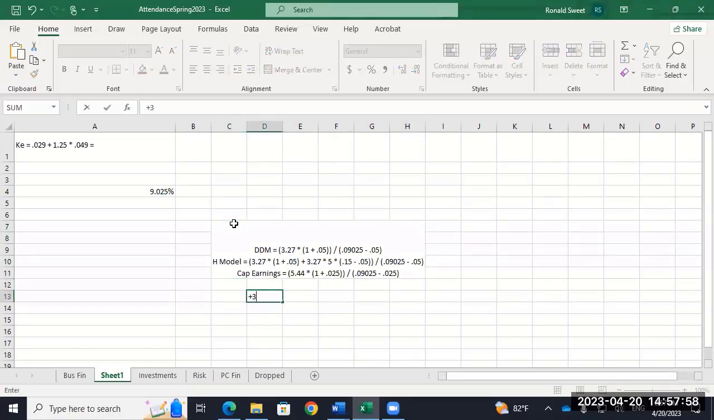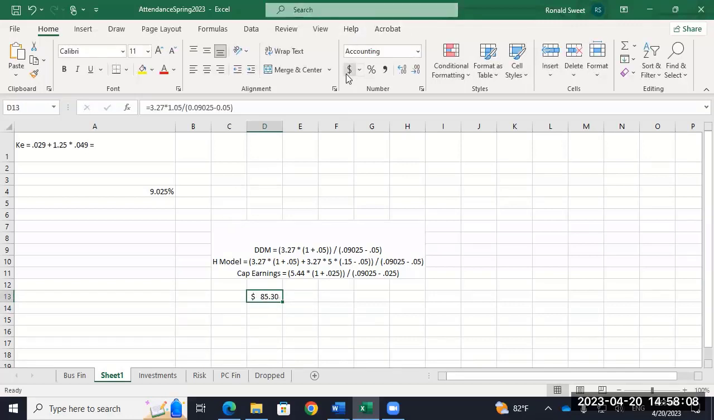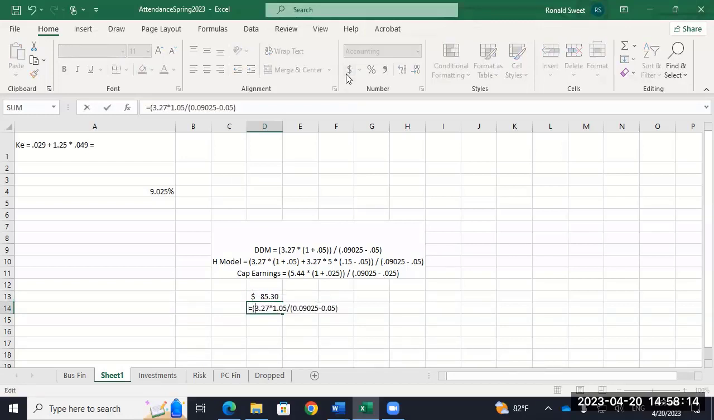Let's try it. Let's see, 3.27 times 1.05 divided by 0.09025 minus 0.05 gives me 85 bucks. That's close to what some of y'all had. H model, same thing again, but we add 3.27 times 5 times 0.15 minus 0.05.